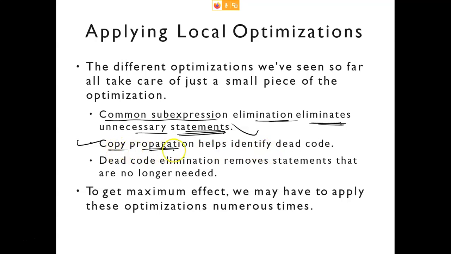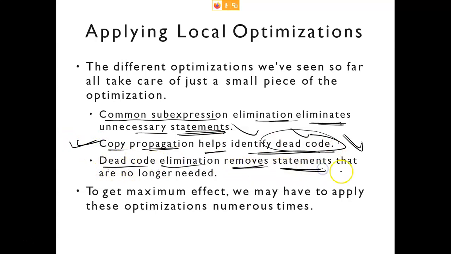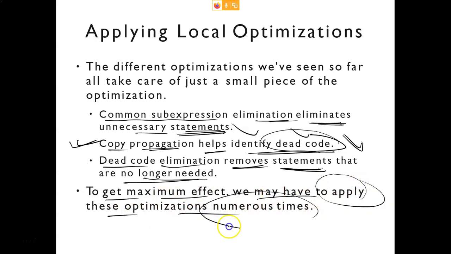So you can see this copy propagation will help you in identifying the dead code. After we apply copy propagation, then if we apply dead code elimination, we will see that many statements will become dead. This is how copy propagation is going to help us. Dead code elimination basically removes the statements which are not used, which are no longer needed, because they are not used afterwards. Now, to get the maximum effect, we may have to apply these optimizations numerous times.